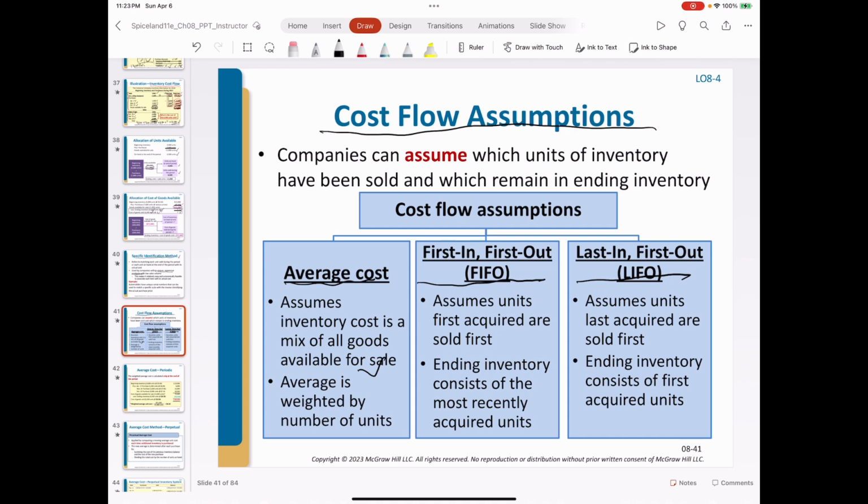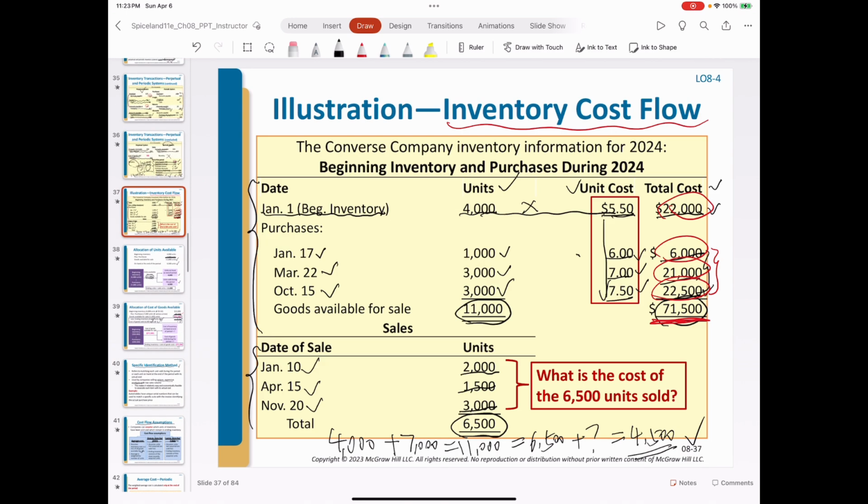For FIFO, we just assume the first purchased inventory will be sold first. Remember, the inventory is purchased in order: this is the first purchase, second, third, last purchase. So when the inventories are sold, the total number of 6,500 units, we assume they are sold in the order 1, 2, 3, 4.